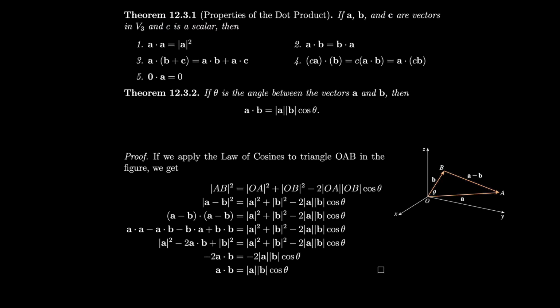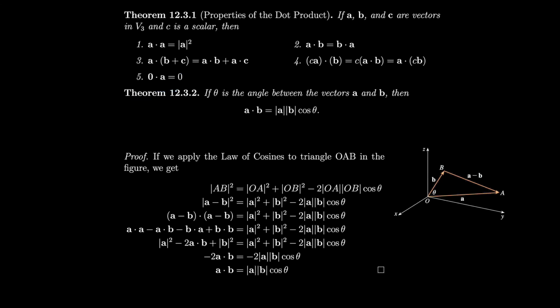Anywho, so we can take the dot product of a vector with itself, and it turns out that that is just the length of the vector, the magnitude of the vector squared. Very useful. It also turns out the dot product is commutative. The dot product is distributive over addition. It is also distributive over scalar multiplication. And if you take 0 dotted with any vector, it's 0.